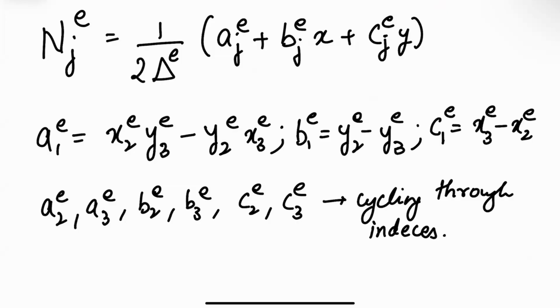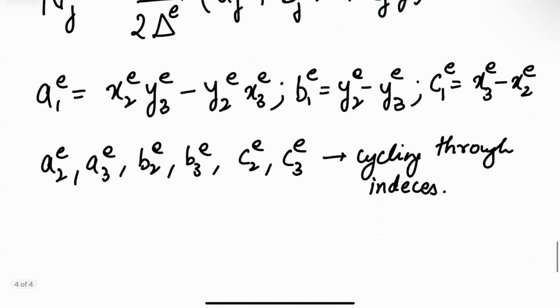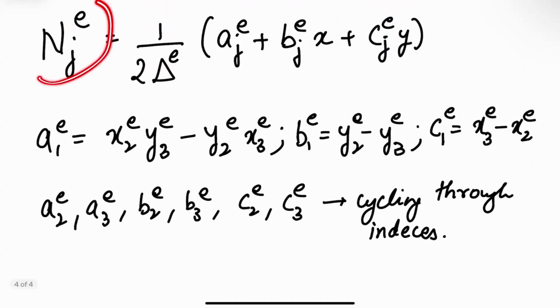Okay, so essentially for a_2, the indices 1, 2 become 3, 3 becomes 1. So similarly for b, 2 becomes 3, 3 becomes 1. So 2, 1, 3, and so on. Okay, and this is 3, 2 plus 2 is 1, 3 plus 2 is 2, and again 1, 2, and so on. Okay, so essentially N is a function of x and y.